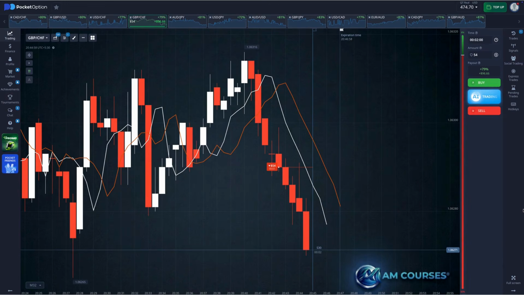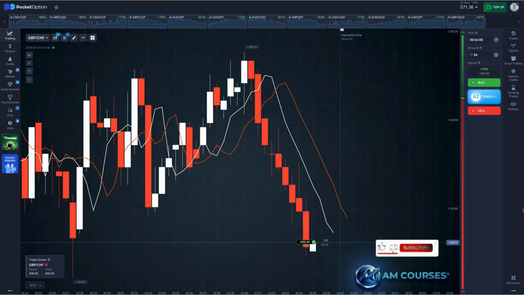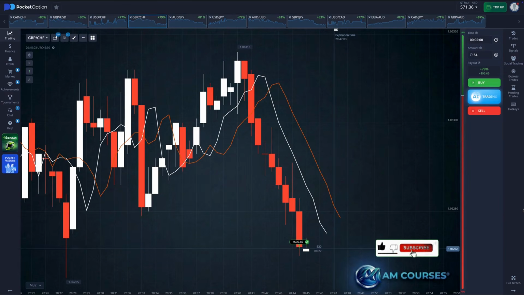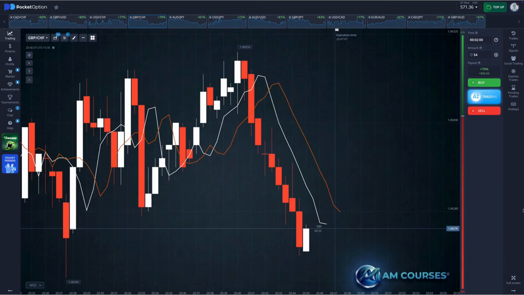And now the final moment. Look at where price ended up. From that entry point all the way down, a clean, uninterrupted move lower. When the trade closed, you can see the green profit notification appear right there on the chart at the closing candle. That small green badge tells the whole story.